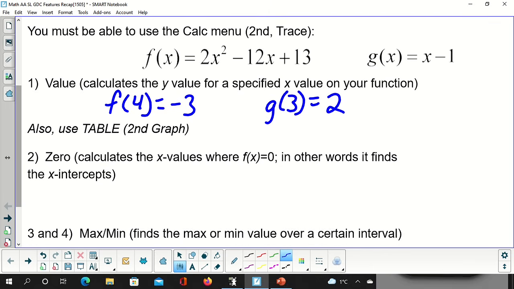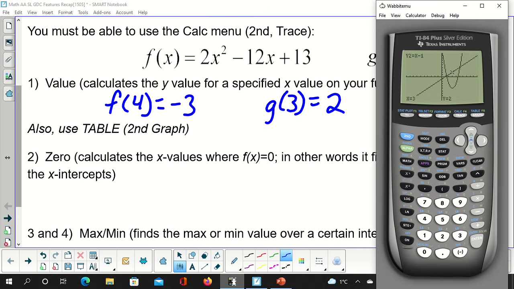I can also find important information about values by going to the table. So if I press second and graph, it shows me the x and y values for both of those functions. So I could just go down and see when x is 4, the f function, or y1, is negative 3. When x is 3, the y2, or g function, is 2. So that can be helpful as well.